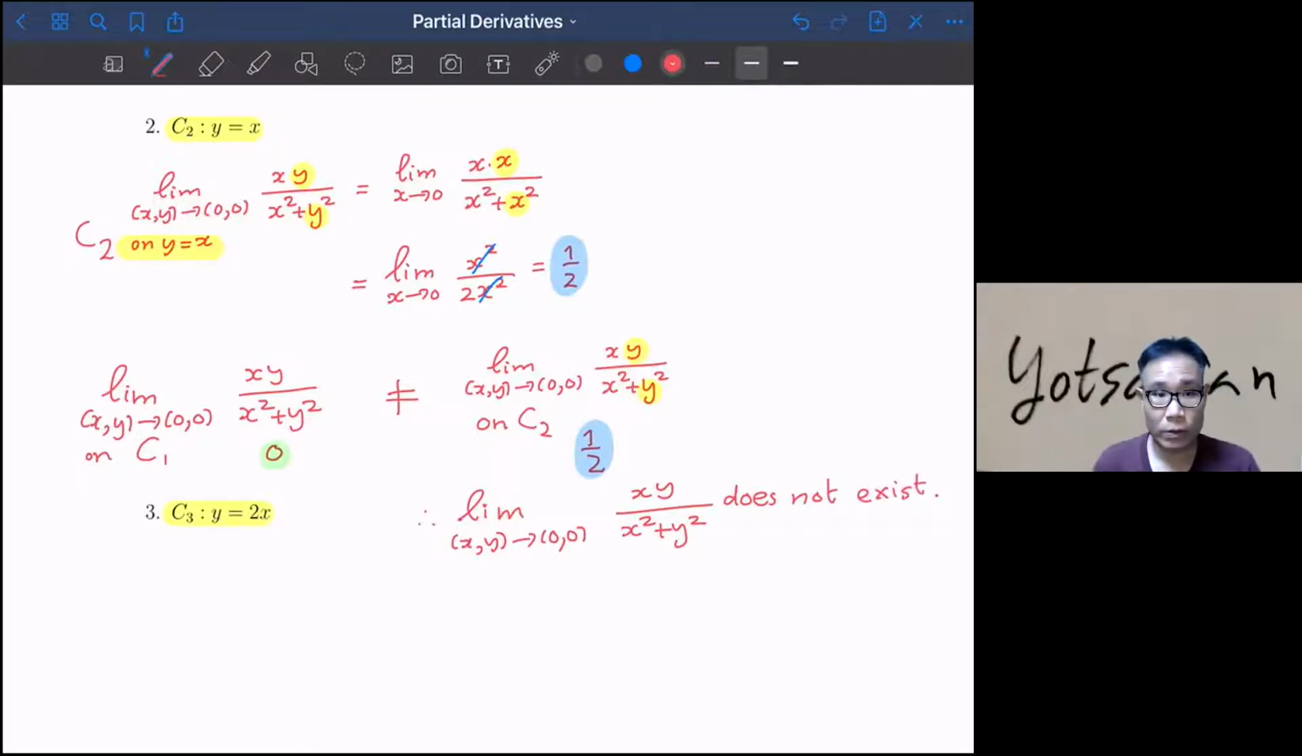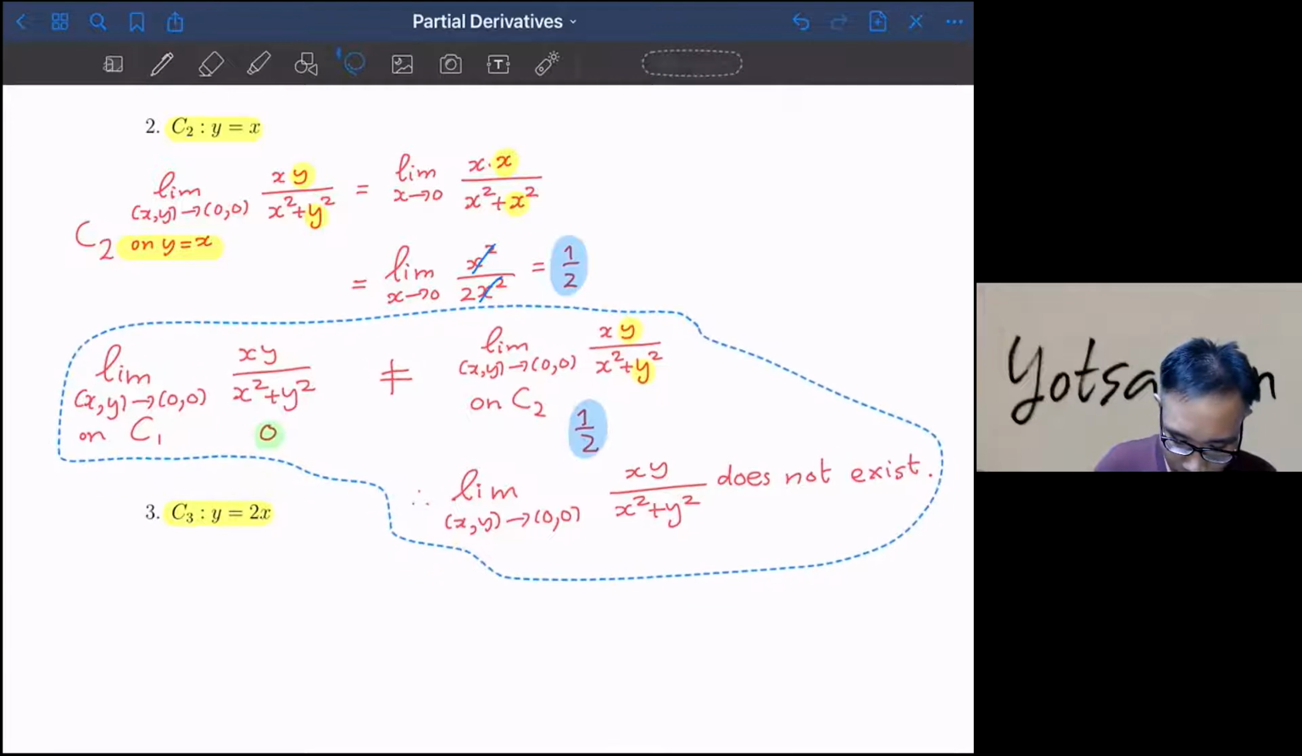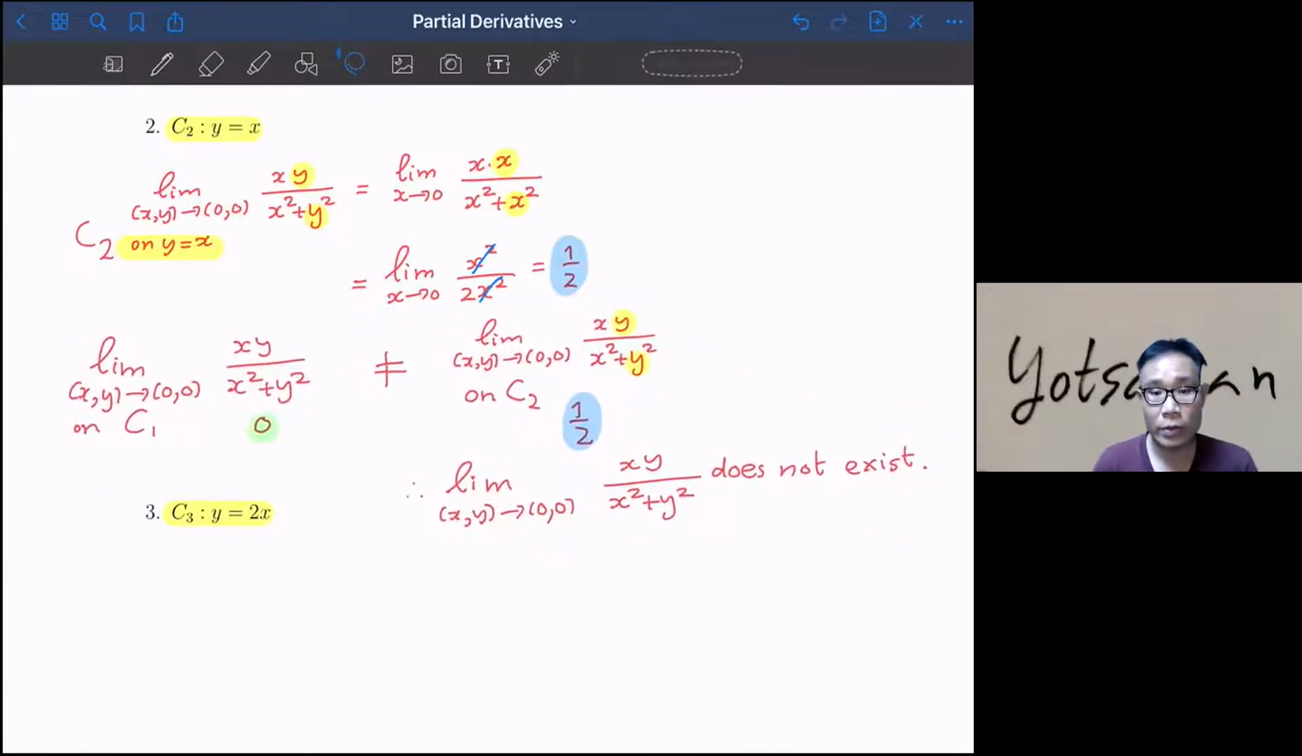So you have reached the conclusion that the limit at the given point does not exist. It is kind of like the left limit not equal to the right limit. However, for this one, it turns out to be the limit in the direction of C1 not equal to the limit in the direction of C2.